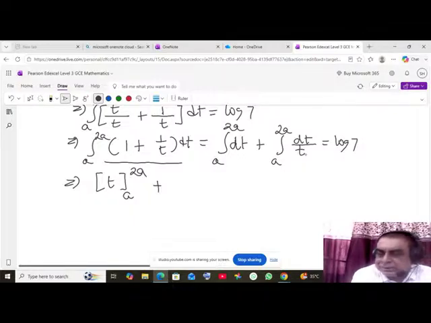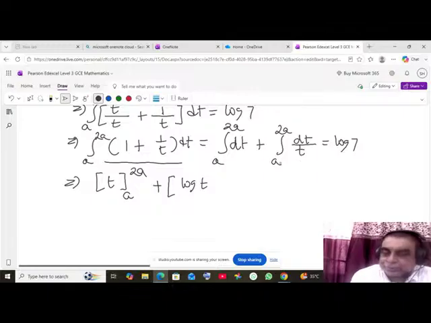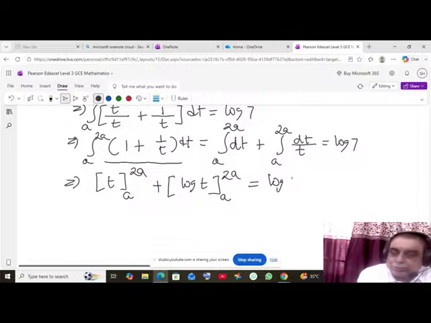The integral of dt by t is log t, log of the denominator. When the integral is like that, the numerator of the integrand is the differential coefficient of the denominator, so the integration of that integral is the log of the denominator. So the integration of dt by t is log of t, and write the limits, lower limit a, upper limit 2a, and the value is equal to log 7.